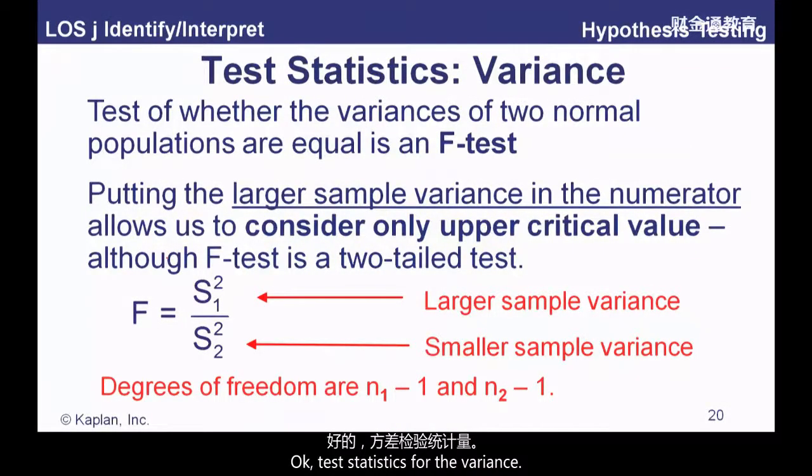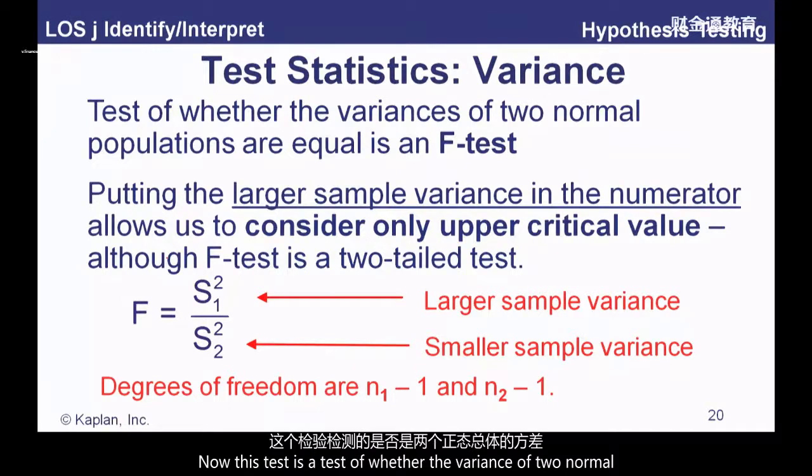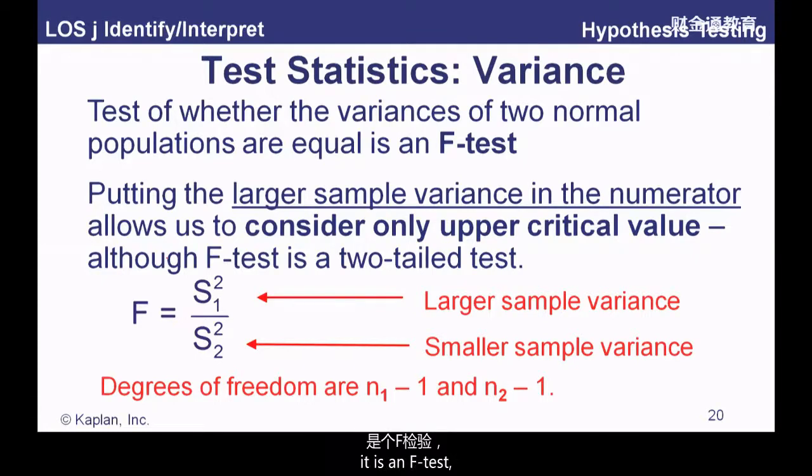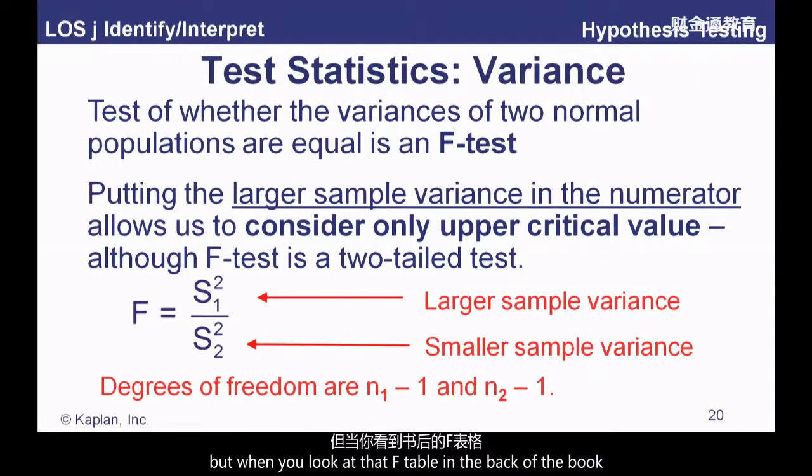Okay, test statistics for the variance. Now this test is a test of whether the variance of two normal populations are equal. So an equality of variance for two normal populations. It is an F test because the test statistic follows an F distribution.